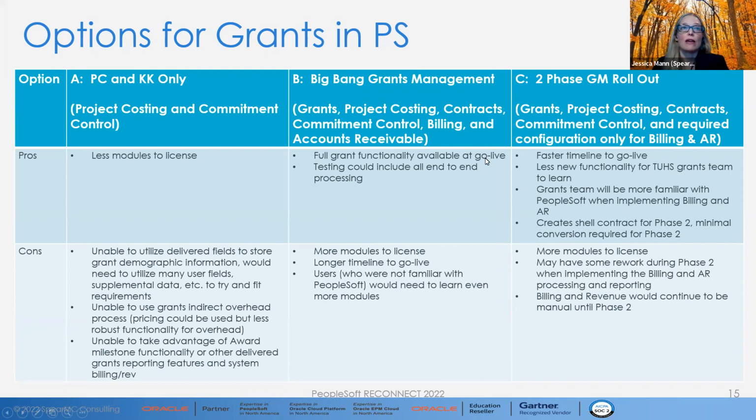And if that big bang of rolling out everything seemed to be too much, we also said, well, you really could have a phased rollout here, where we implemented the functionality for grants, project costing, contracts, and commitment control, and put in just the base configuration for billing and AR, but then roll out the full system billing and revenue recognition and receivable functionality in a later phase. So those were the three main options that we were talking about.